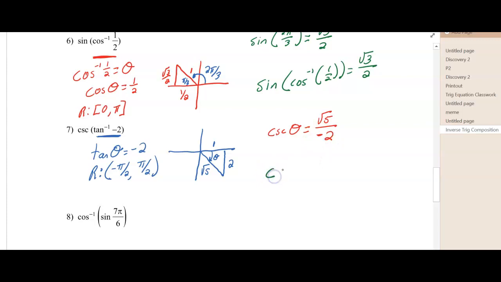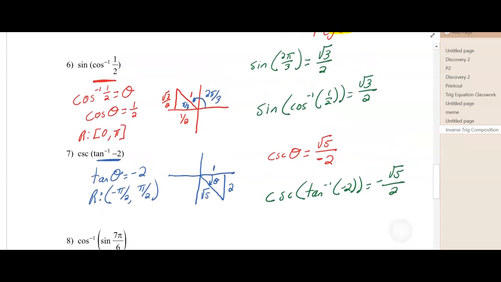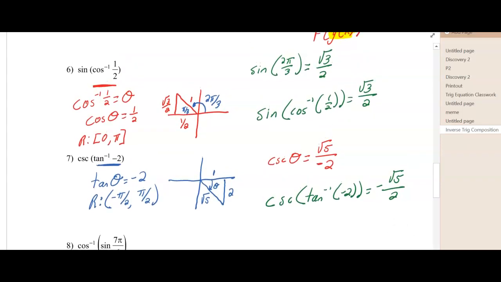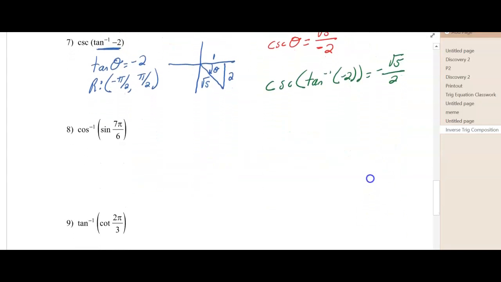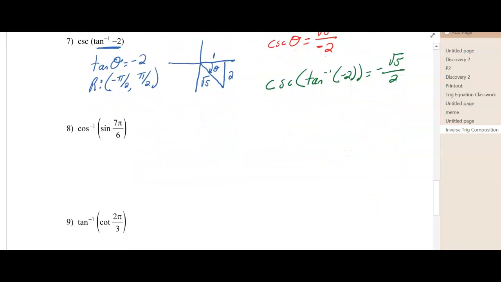So the final answer for problem number 7, the cosecant of inverse tangent of -2, is equal to negative root 5 over 2. If you compare problems 6 and 7, number 6 uses the unit circle values that you're familiar with. In problem number 7, you had to draw a right triangle and label the sides. If you want to pause problem number 8 and try it on your own, feel free to do that. Otherwise, continue to watch the video.